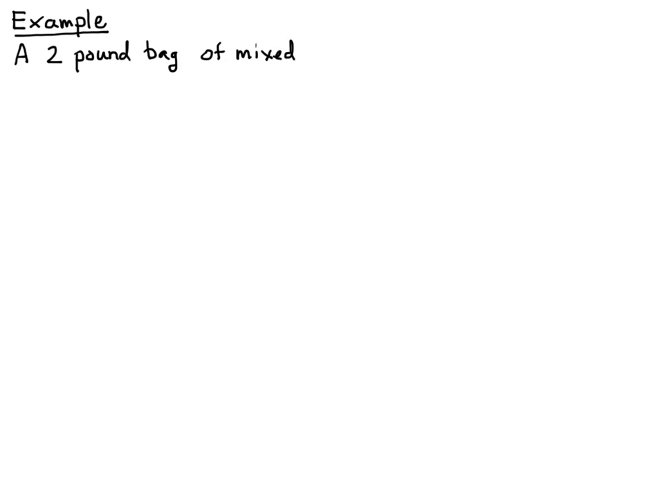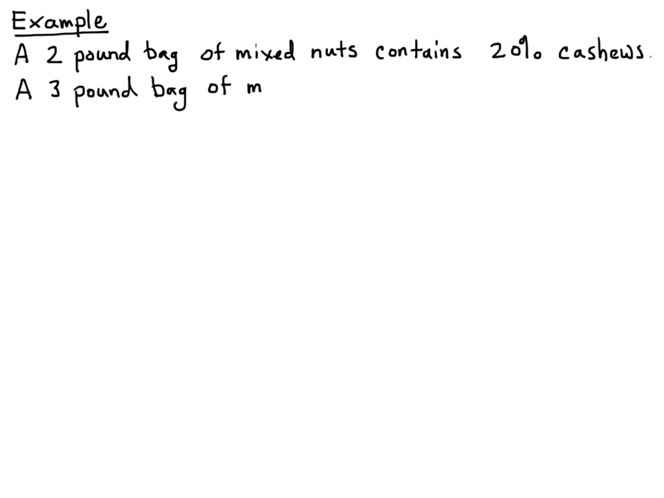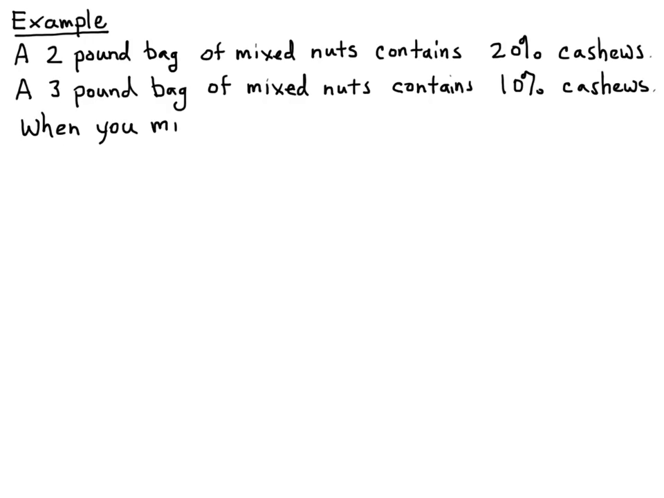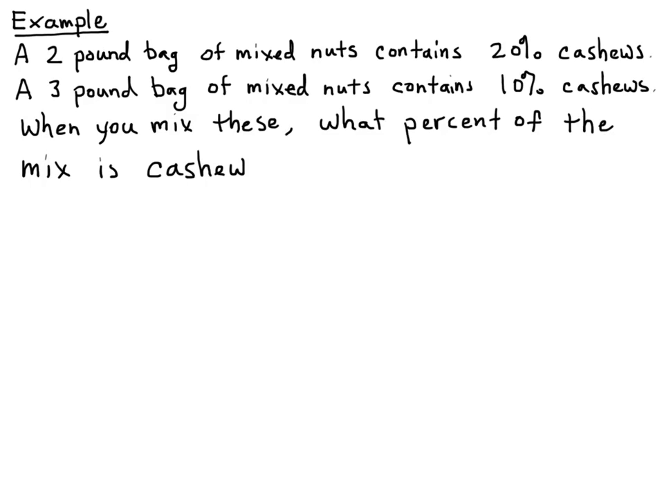Okay, so let's do an example. We have a 2-pound bag of mixed nuts. It contains 20% cashews, and a 3-pound bag of mixed nuts contains 10% cashews. So when you mix them, what do you get? What's the percentage of the mix in cashews? What percentage of the mix is cashews, or are cashews? Are cashews, right? So this is not an English class, thankfully.